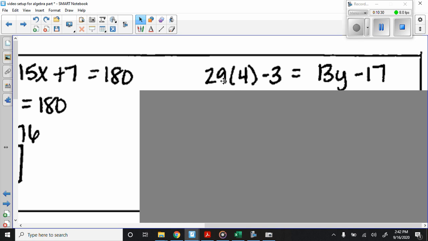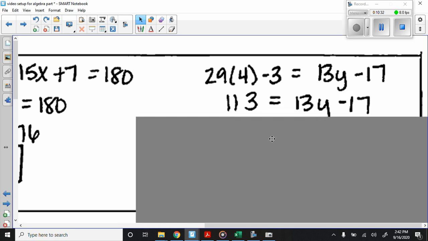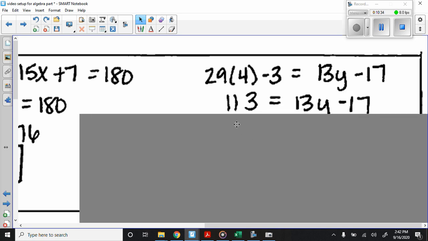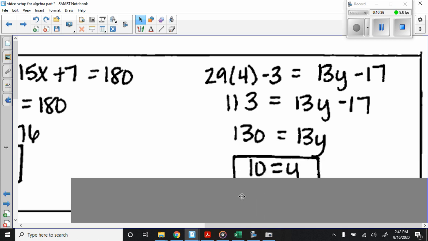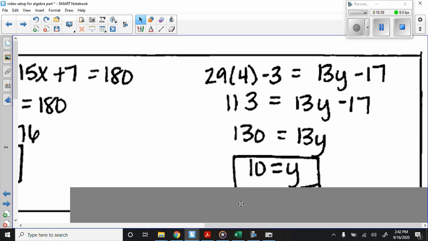And then all this math I can do real quick on a calculator. I got 113. Now I'm ready to move that 17 over, divide by 13 and get y is 10. So the way this is coming out to be is you're going to find x first and then plug it in to find y.